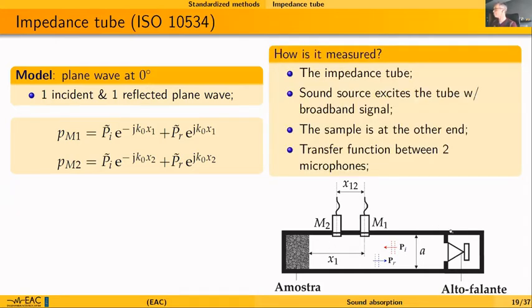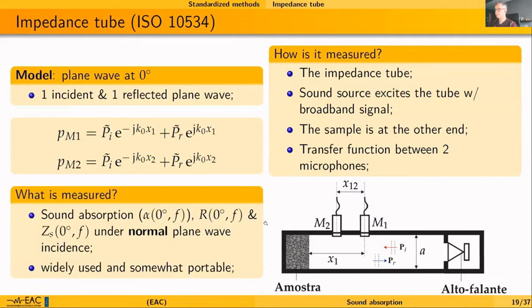So in the impedance tube, the sound source excites the tube with a broadband signal, and the sample is on the other side. Instead of measuring solely the pressure on those two microphones, we usually measure the transfer function between those signals, and then we can compute the absorption. Here, we can measure sound absorption, reflection coefficient, and surface impedance, but under normal incidence and plane wave incidence. So only the 0 degree incidence is recovered.